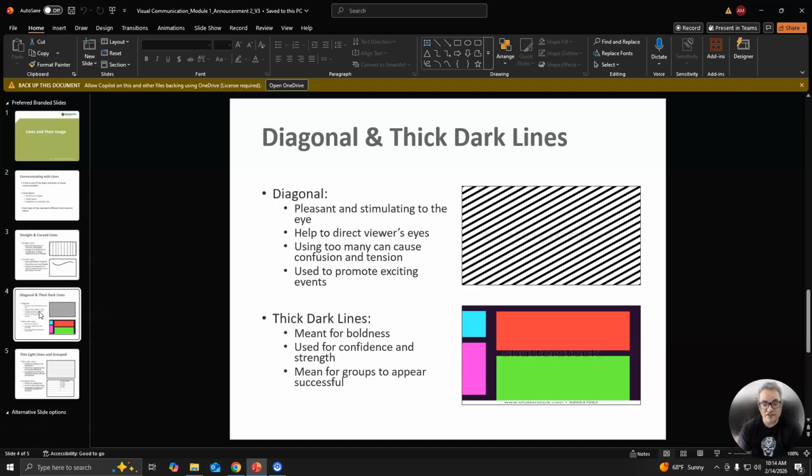Now, thick dark lines are a little different. They're meant for boldness and confidence. They're meant to convey strength and to show people that this is something you need to know about. This is something that is big and meant to be successful. We have to consider that element. If not, they're just big lines for no reason. We always use the thick lines, and you tend to see them in movie posters, event posters, anything that's meant to showcase something awesome and confident.